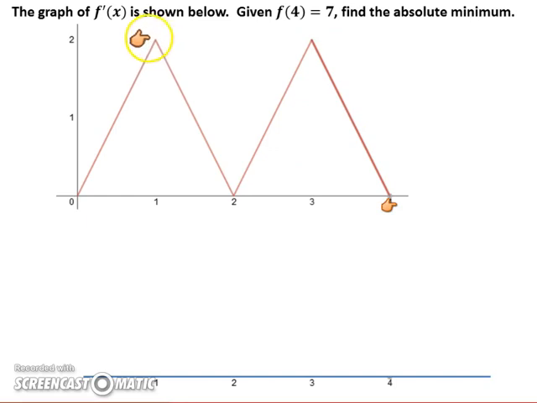Now notice the second derivative does not exist here, because you can't have a tangent line at a point like this. So something weird is going on. However, the concavity does change. It goes from a slope that's positive to a slope that's negative. Therefore, we go from concave up to concave down right here when we get to x equals 1 and x equals 3. But the derivative does not exist. So we'll get to that.